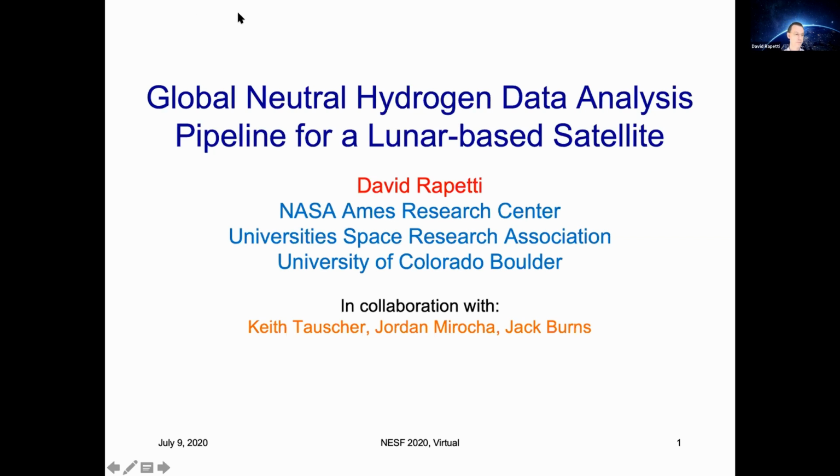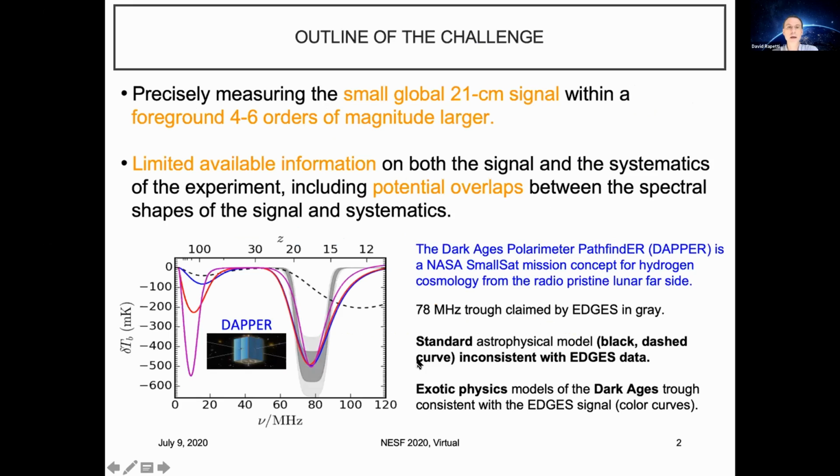All right, thank you, Joe. So as you mentioned, I'm going to be talking about our data analysis pipeline for a lunar-based satellite to study the early universe, as Jack discussed this morning and the administrator referred to yesterday as well. To do that, we're going to be using the hyperfine line of neutral hydrogen, and in particular the sky average observations of this line, what we call the global 21 centimeter signal.